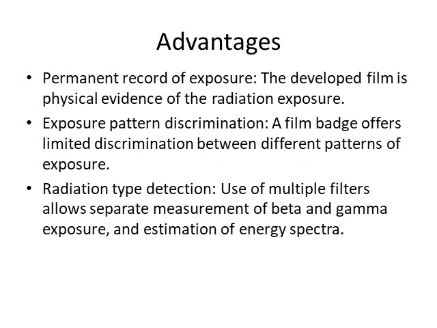The main advantages of film badge dosimeters are, first, a permanent record of exposure. The developed film is physical evidence of the radiation exposure to the individual. The second important advantage is exposure pattern discrimination. The film badge offers limited discrimination between different patterns of exposure. The third one is radiation type deduction. The use of multiple filters allows separate measurement of different kinds of radiation such as alpha particles, beta particles and gamma radiation, and we can also estimate the energy of the incident radiation using different densities of materials.